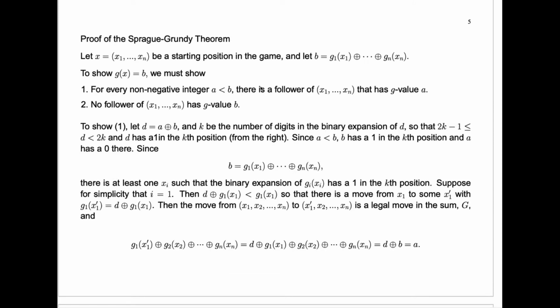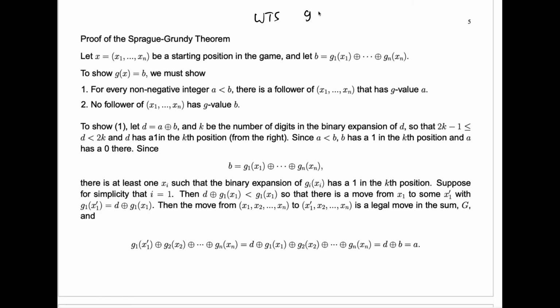Now, how do we prove the Sprague-Grundy theorem? To prove the Sprague-Grundy theorem, we have to show that the Sprague-Grundy function for this sum of games really behaves exactly the way we want it to. In other words, the Sprague-Grundy function, I'll rewrite it up here because it was on the previous slide.